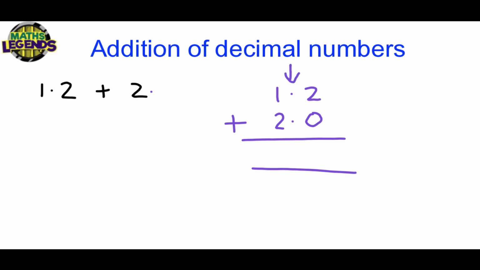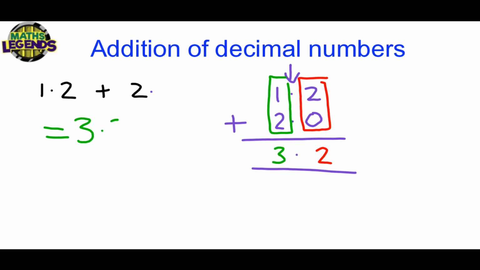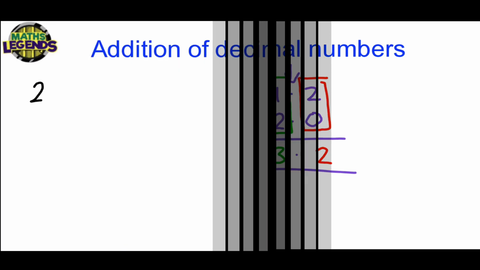So for the answer we also put a decimal point in and then we add as we do using a column method. So we start with the right hand side column. So 2 plus 0 is 2 and then we move to the next column. 1 plus 2 is 3. So the answer here is 3.2.